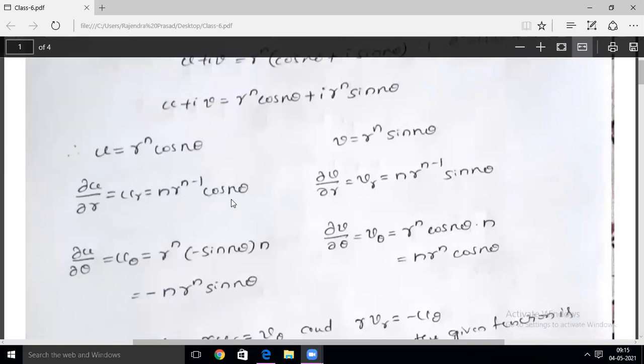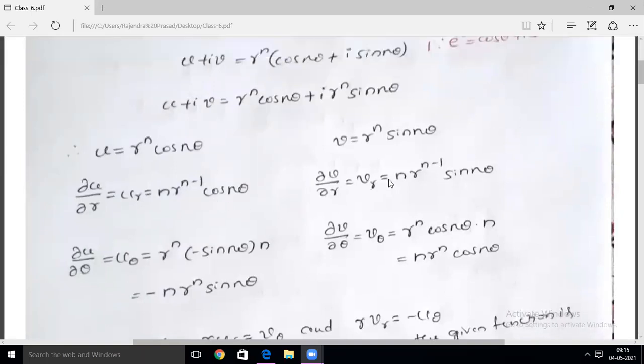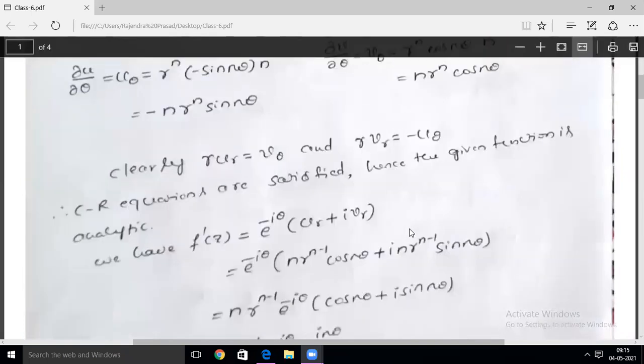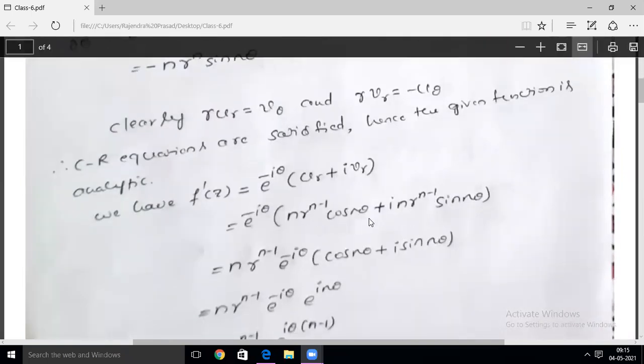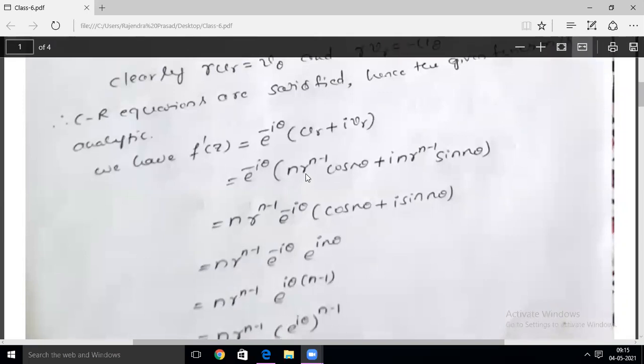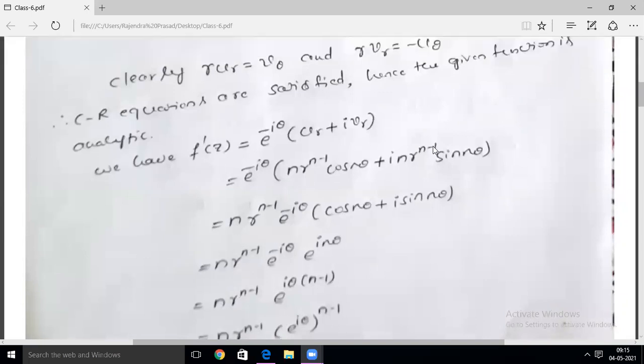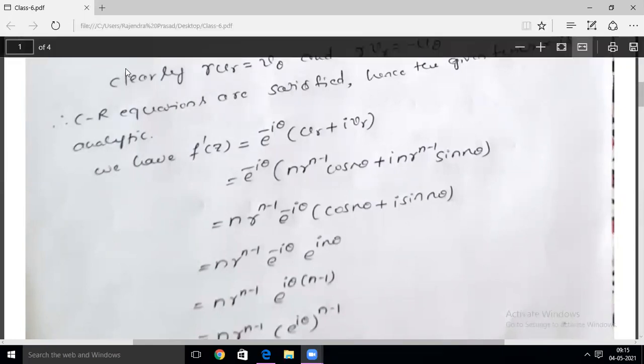So u r we already have, n into r power n minus 1 cos n theta, and also v r, n into r power n minus 1 into sin n theta. So we have to substitute, right? Then here r power n minus 1 is common, so we take it out. So e power minus i theta is kept as it is, and n into r power n minus 1 we take out. The remaining part is cos n theta plus i sin n theta. We know that e power i n theta is equal to cos n theta plus i sin n theta, right?